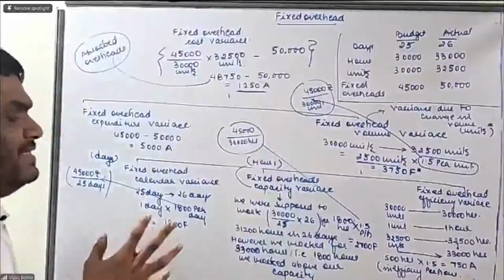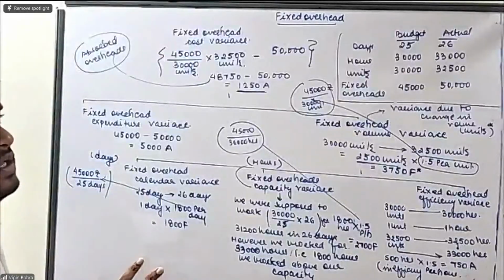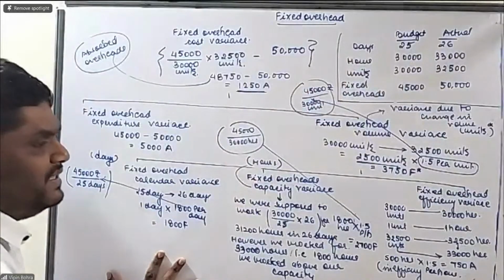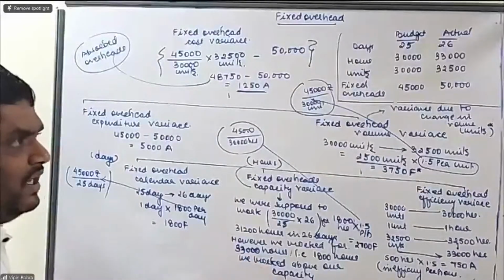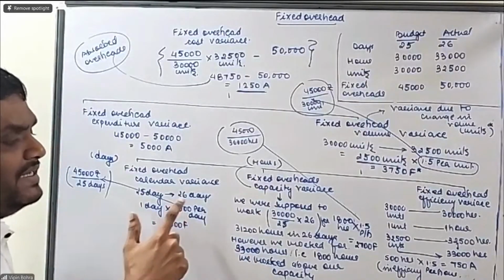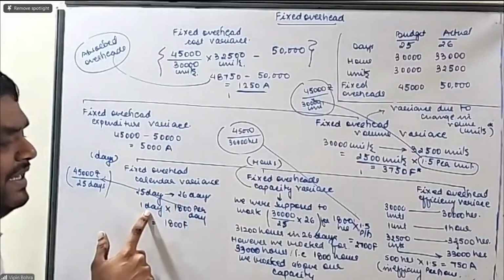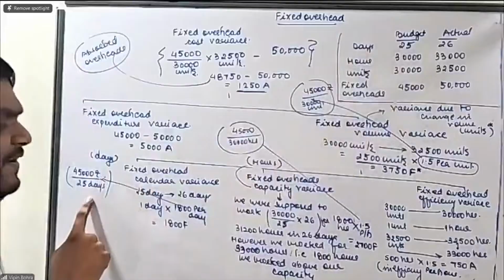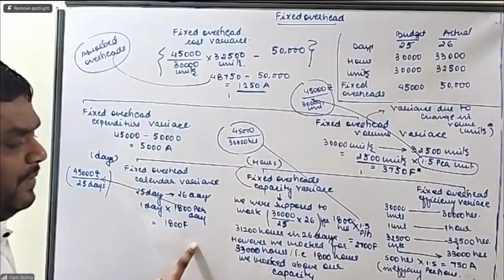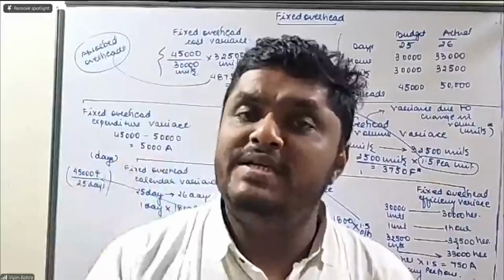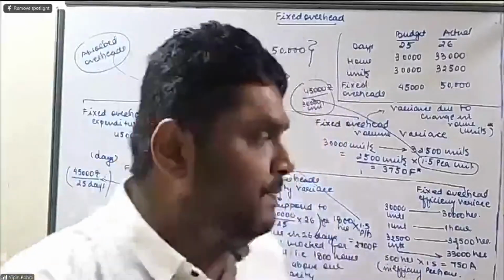Calendar variance talks about days. So we were supposed to work for 25 days, but we actually worked for 26 days. 1 day extra we worked. It's a good sign for the company. Into the rate per day, since it is days, we'll be taking the rate per day. So 45,000 divided by 25 days, so 1,800 favorable. Again, since we worked extra, it's a good sign for the company. So that's why this variance will be favorable.